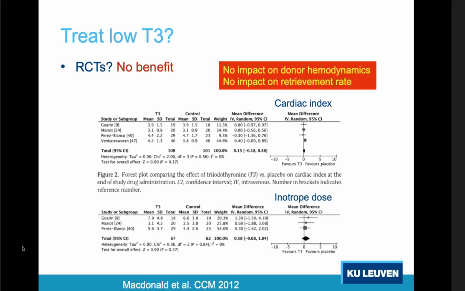However, the problem is that randomized controlled trials have not confirmed this hypothesized benefit. This is a systematic review of RCTs, and this systematic review and meta-analysis did not find any beneficial impact. There was no impact on donor hemodynamics by administering thyroid hormone, and there was no impact on organ retrieval rate. So should we routinely administer thyroid hormone or not? Or should we consider thyroid hormone or not?